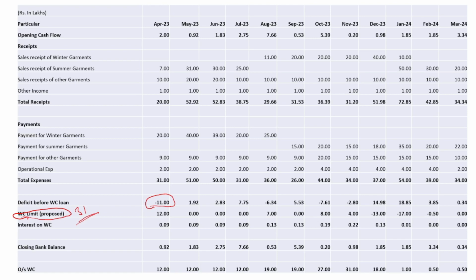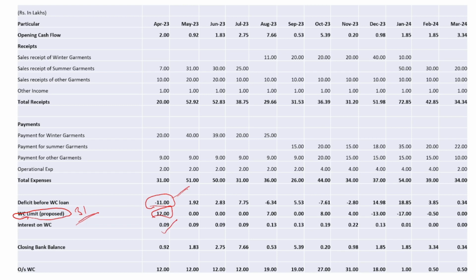but he will not avail the whole limit in the month of April only. Why? In the month of April the deficit is 11 lakhs, so we will allow only rupees 11 lakhs plus some interest portion also. It may be 12 lakh. So he has availed 12 lakh in the month of April. Interest on working capital we have assumed 0.09 lakhs.